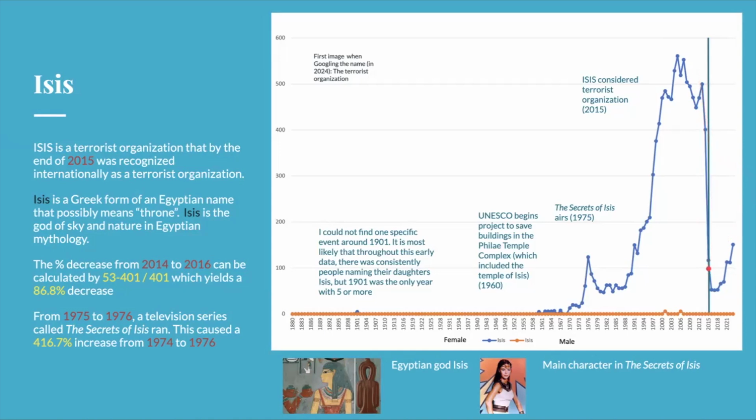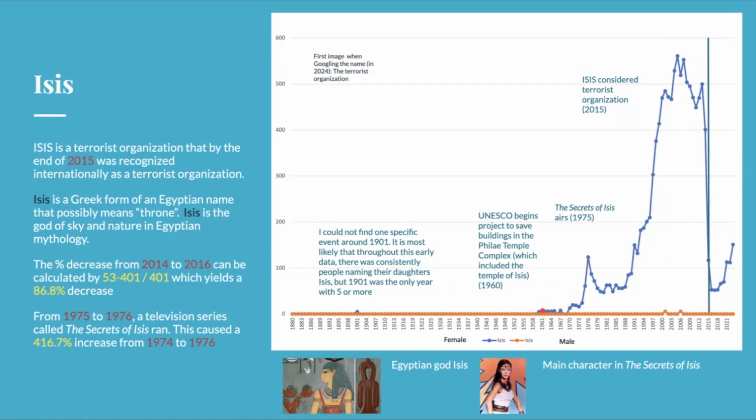However, when I looked this name up, I found this little increase here. And so from 1975 to 1976, there was a television series called The Secrets of ISIS. This is the main character from that. But there was a 416.7% increase from 1974 to 1976.